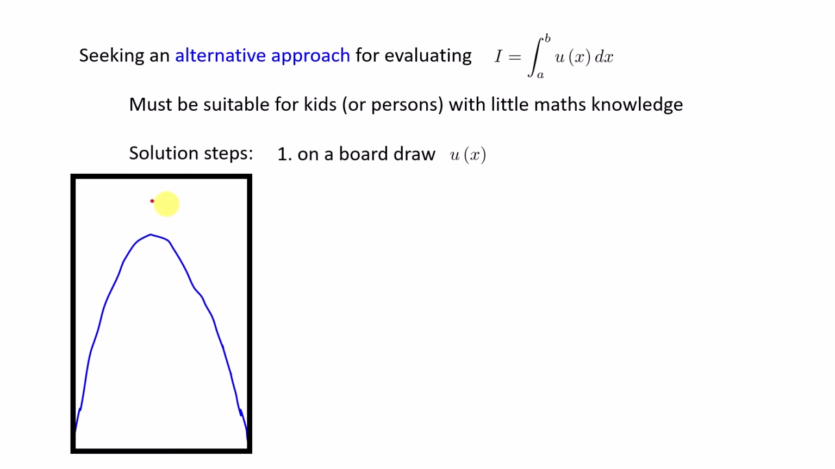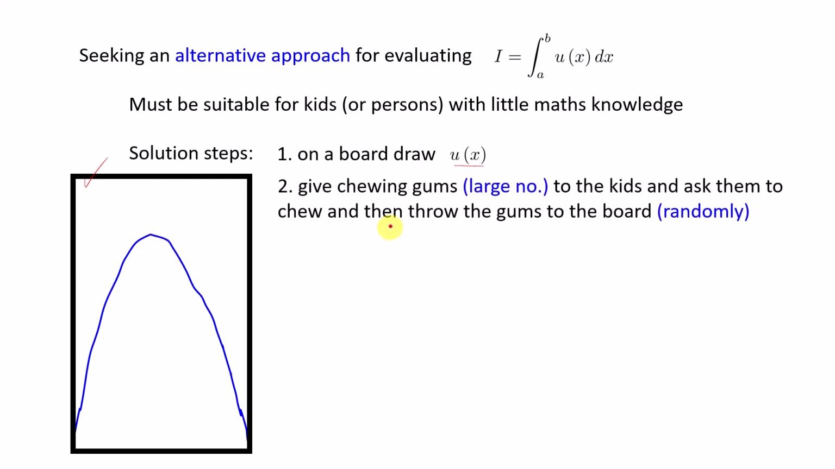Let us take a board. Let us say that this is our blackboard, and within that blackboard I have drawn this function u of x. So this blue line is my u of x. And now I have taken chewing gums, of course a large number of chewing gums. I have taken a group of kids and asked them to chew the chewing gum and throw the gums at the blackboard randomly. The only condition is that it should go on this board and not outside the board.